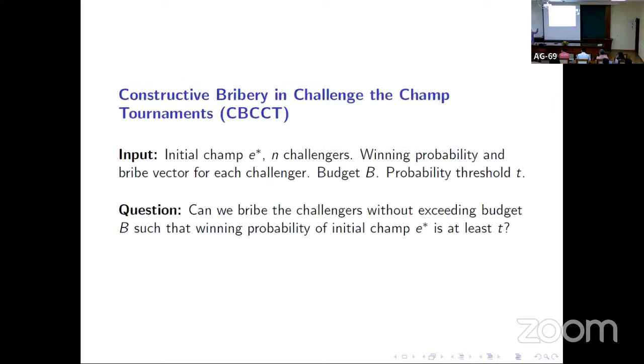The sequence is fixed. Different sequences lead to different outcomes, but we will also observe that here the sequence does not matter, because ultimately E star wants to beat everyone with high probability. So it does not matter if he is competing with E1 in the first round or E2. In general in challenge the champ, the order of the challenges matters, but in this setting, it does not matter.